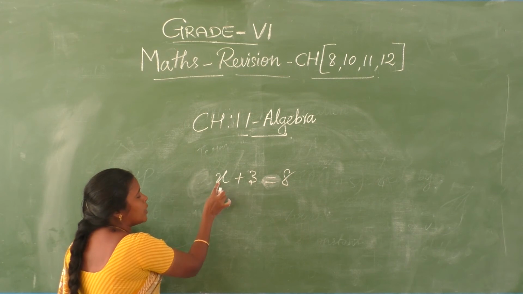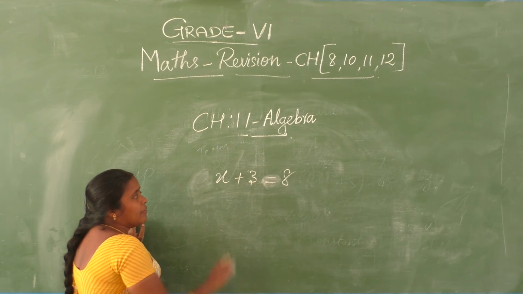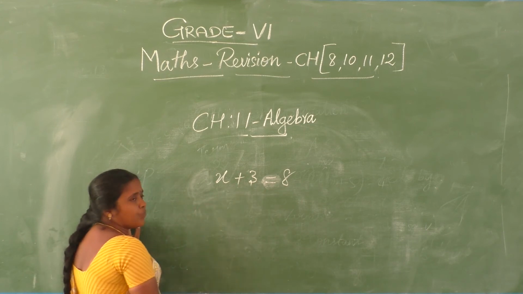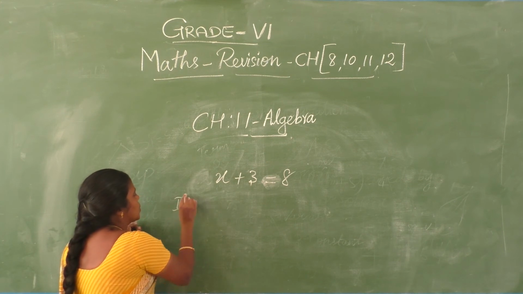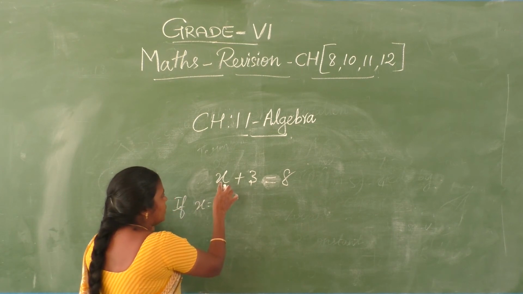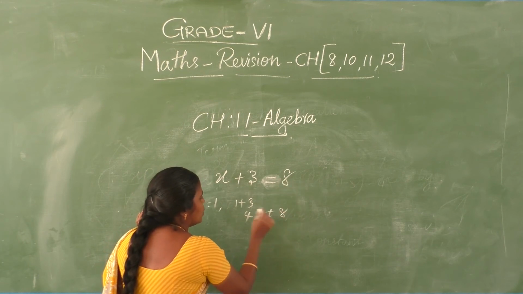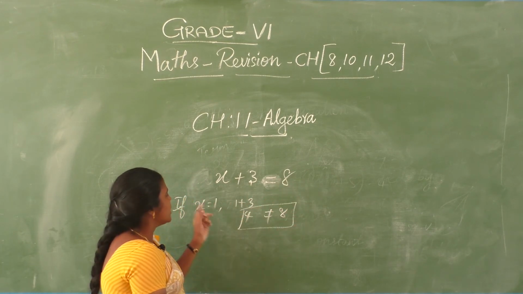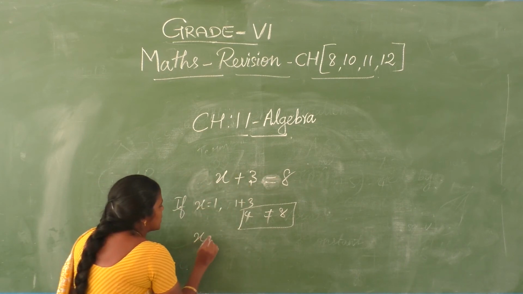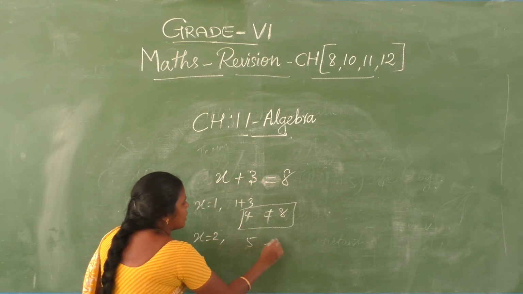So come here, when will it be balanced? You have to check. See, I already told you x means variable, 3 is constant. For it to remain equalized and balanced, you have to give some values for x. Suppose we take the x value as 1, what comes on both sides? 1 plus 3 is 4. But 4 is not equal to 8, which is present on the right. So it is not a suitable value for this equation. Clear? Suppose x equal to 2, what comes on the left side? 2 plus 3, 5. 5 is not equal to 8.